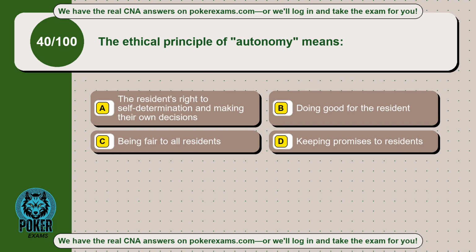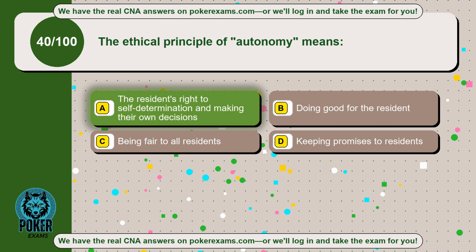Question 40. The ethical principle of autonomy means: Option A. The resident's right to self-determination and making their own decisions. Option B. Doing good for the resident. Option C. Being fair to all residents. Option D. Keeping promises to residents.